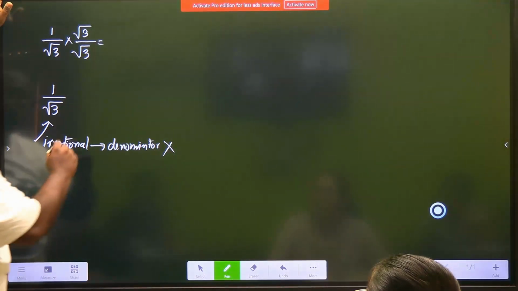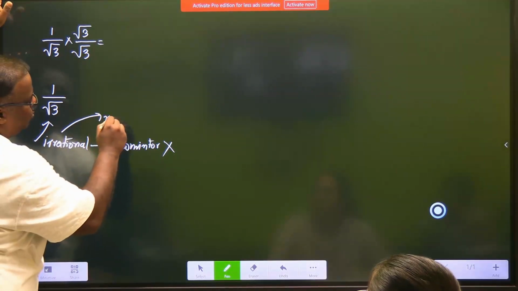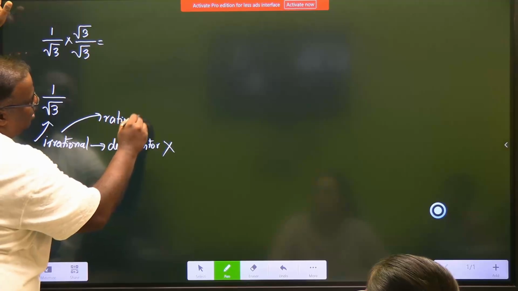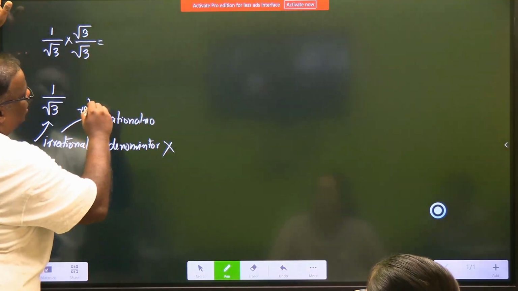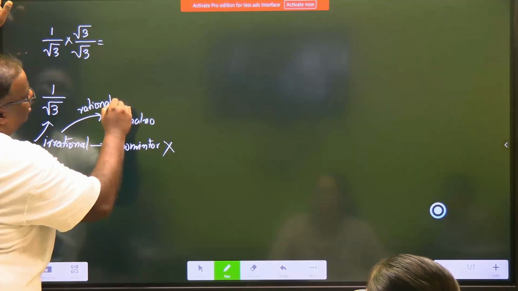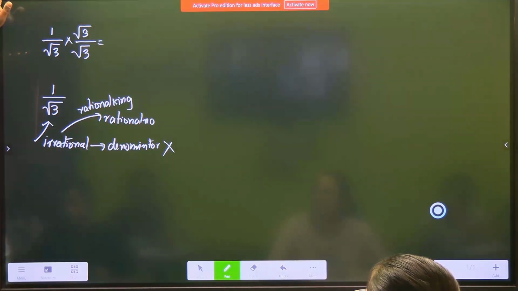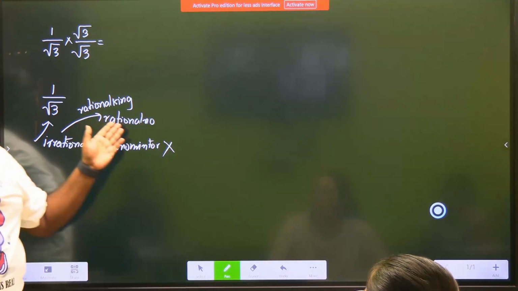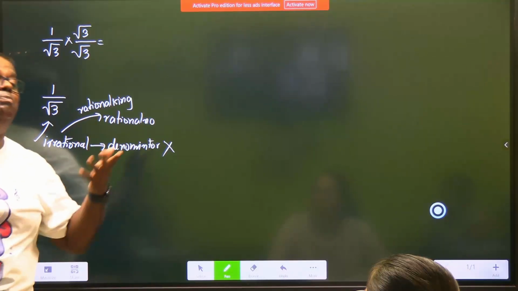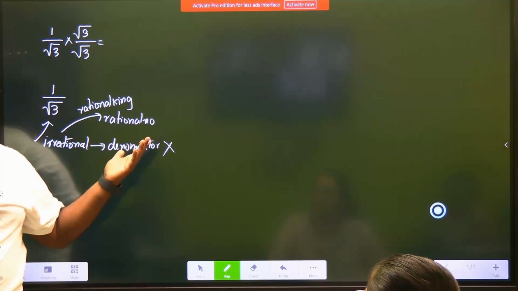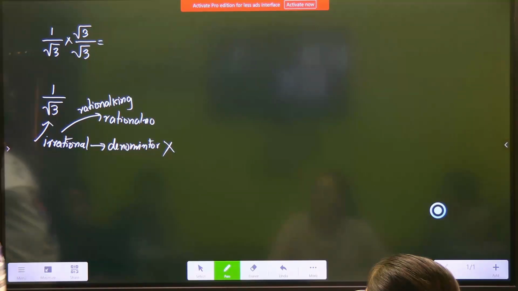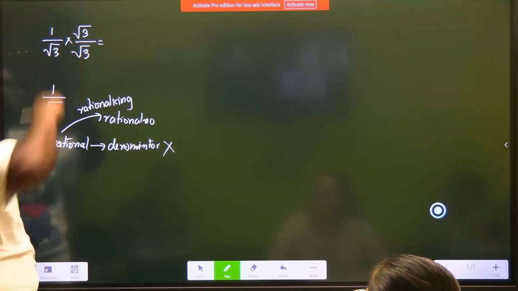So what should you do? You have to convert this irrational into a rational number. And this process is known as rationalizing. You have to convert an indisciplined child to a disciplined child. This process is called disciplining. So you have to convert an irrational to rational. This process is called rationalizing. And rationalizing means you multiply the numerator and denominator.